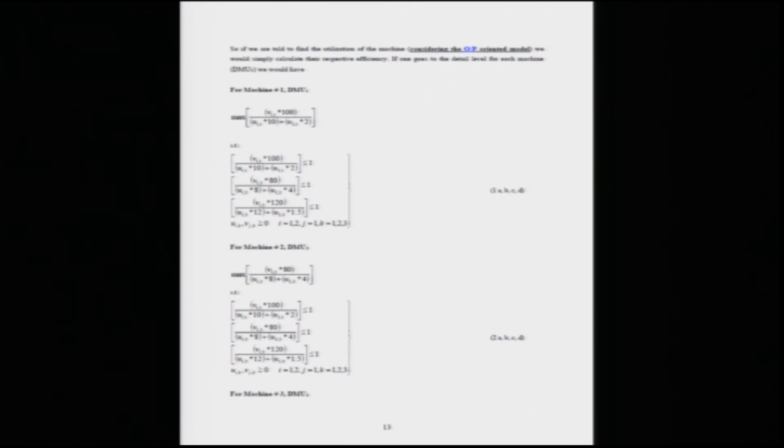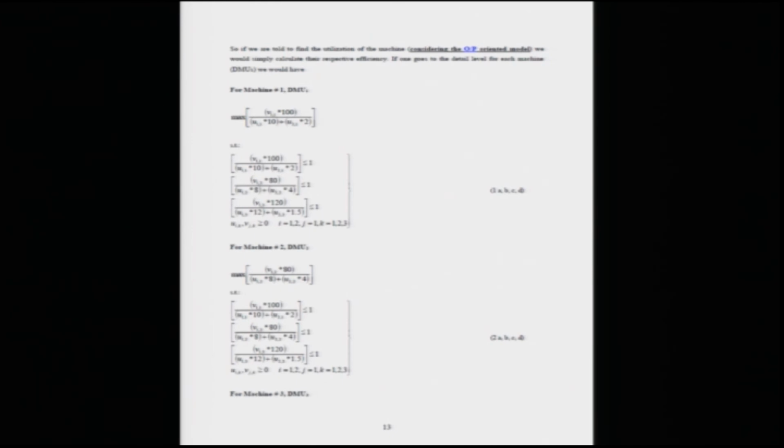So the constraints are: the numerator is V11 into 100, while the corresponding denominator for the first equation would be U11 into 10 plus U21 into 2. The second constraint numerator is V12 into 80, where the 1 and 2 I am repeating are in the suffix, and the corresponding denominator is U12 into 8 plus U22 into 4. And the third constraint, the numerator is V13 into 120, and in the denominator you have U13 into 12 plus U23 into 1.5, and each of these constraints would be less than or equal to 1.